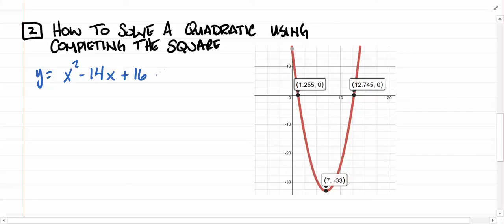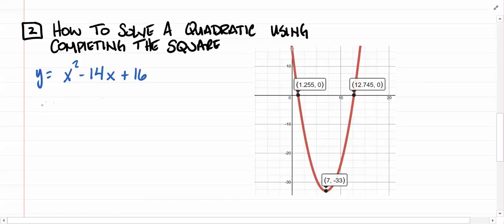But if I do graph this in Desmos, which we've done many times in this class, the answers are clearly 1.255 and 12.745. And those are not the nicest of numbers, but they're still solutions to this problem. So whatever we do when we solve this, we should get these as our answer. So I wanted to give you a visual of what this was going to look like if we were to graph it. Okay, so how do we turn this into a perfect square trinomial?